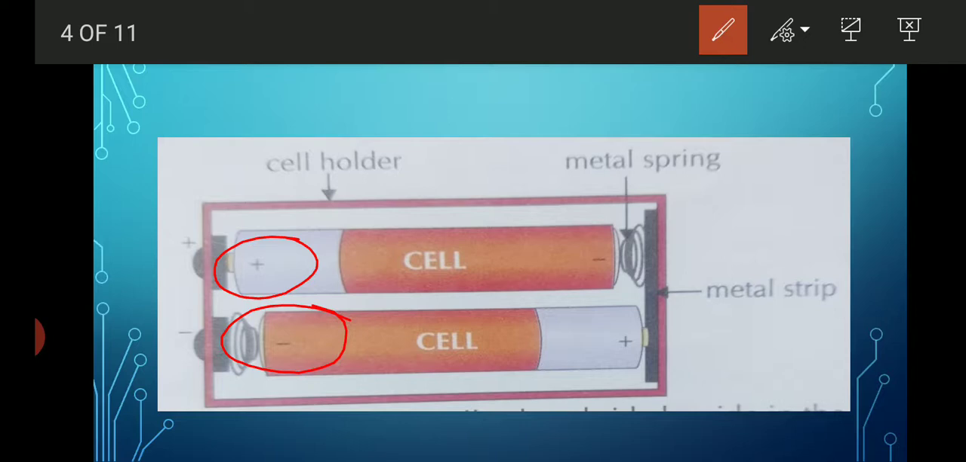Moreover, to help us place the cells correctly in the holder, the symbols plus and minus are printed on the two sides of the cell holder. And the batteries used in buses, cars, trucks, tractors, inverters, etc. are also made by connecting cells.